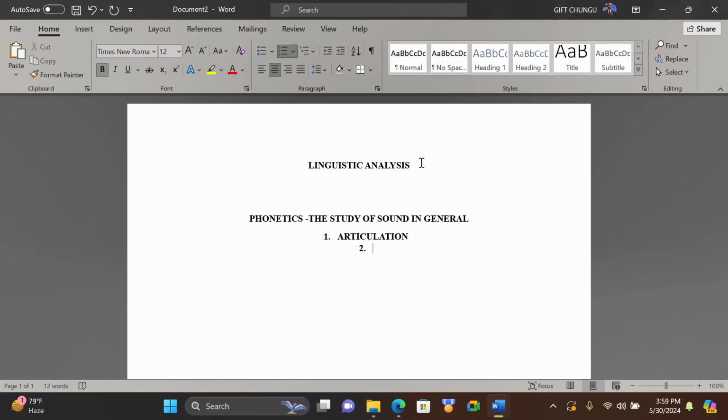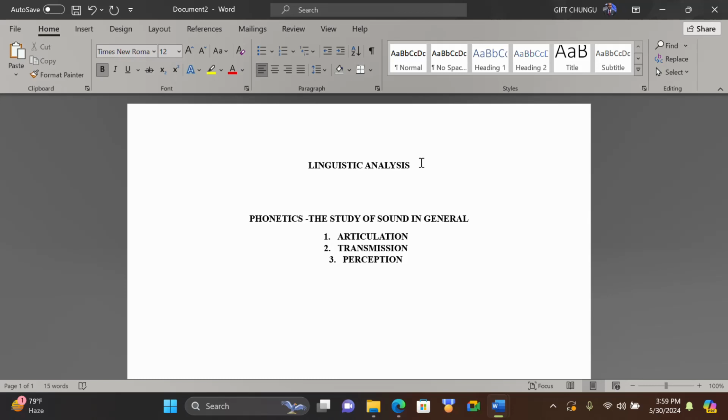The second thing is what we call transmission. The last one is what we call perception. So what we are really looking at here is, one, how sound is articulated or produced, two, how sound moves, and three, how sound is perceived.